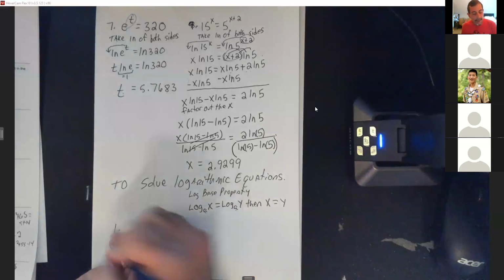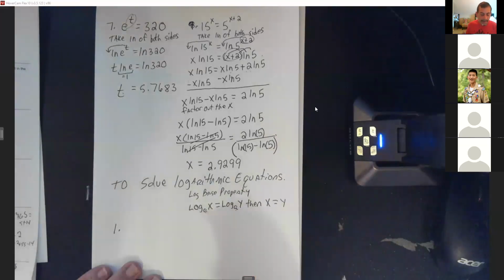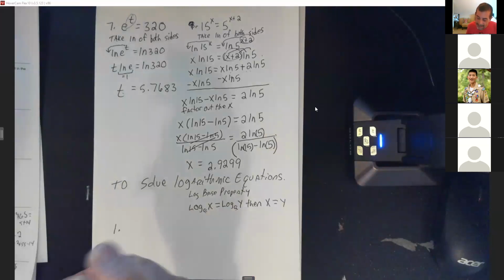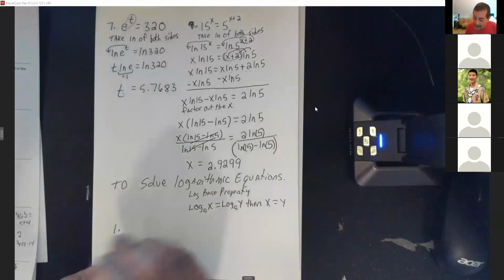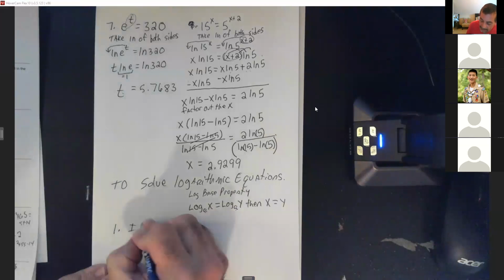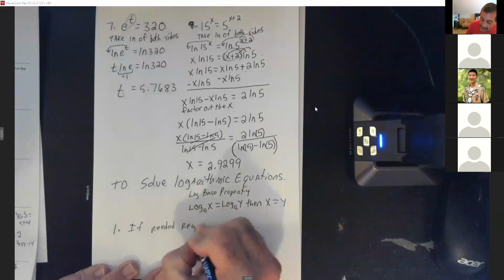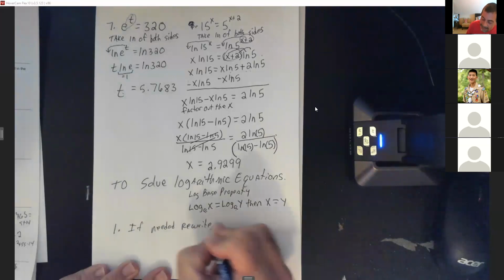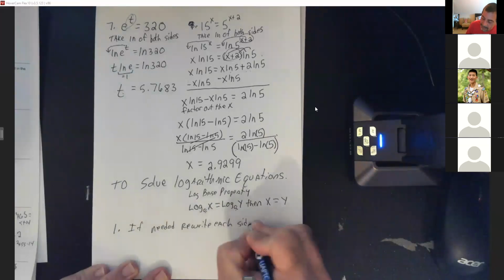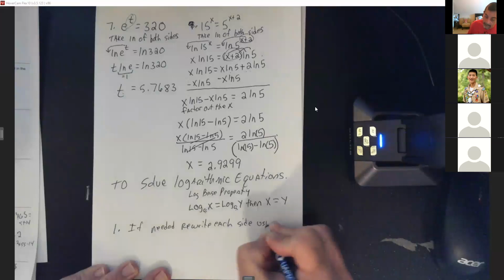Okay, so on the logs, my first thing is I look on each side. Can I combine logs? So if needed, rewrite each side using single logs.